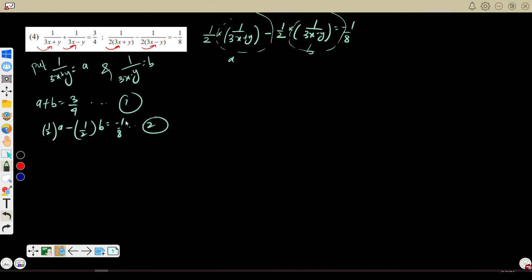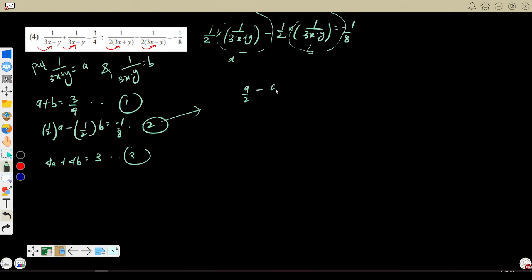But before using these equations, we can still modify them. In the first equation, on the right hand side, the constant is 3 upon 4. So to get rid of this fraction, we can multiply the equation by 4, and even equation 2 can be simplified. So if you multiply equation 1 by 4, the equation will be 4a plus 4b is equal to 3. Let this be equation number 3, and we'll solve the other one separately.